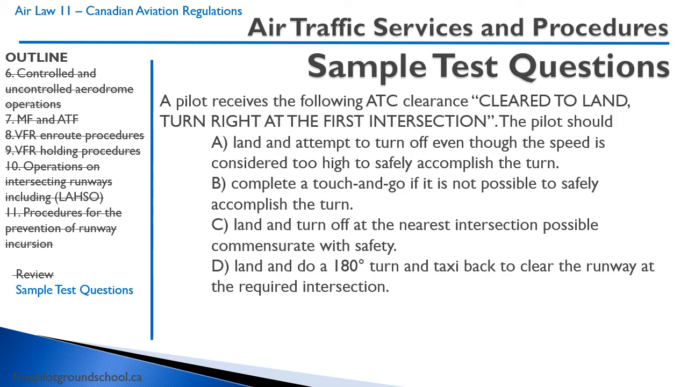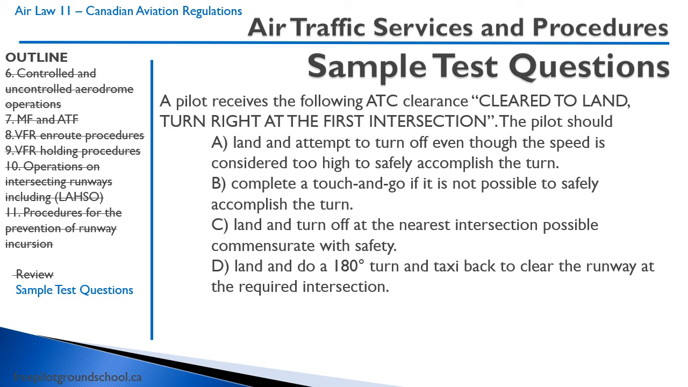So here's a question that requires a bit of thinking. The pilot receives the following ATC clearance: clear to land, turn right at the first intersection. The pilot should, A, land and attempt to turn off even though the speed is considered too high to safely accomplish a turn. Well, that's just stupid. I hope nobody answers that.